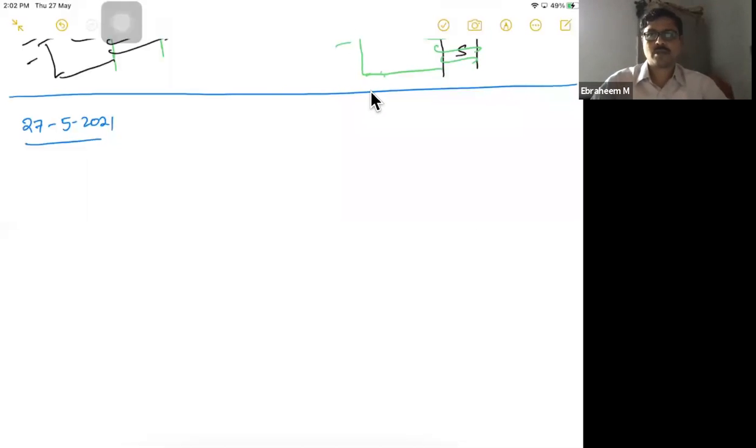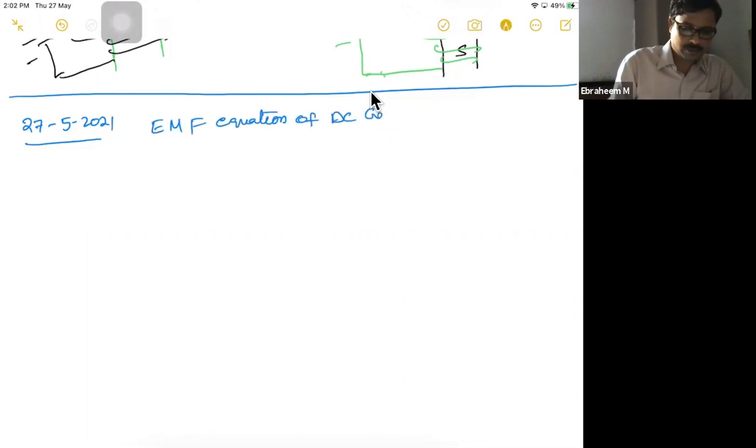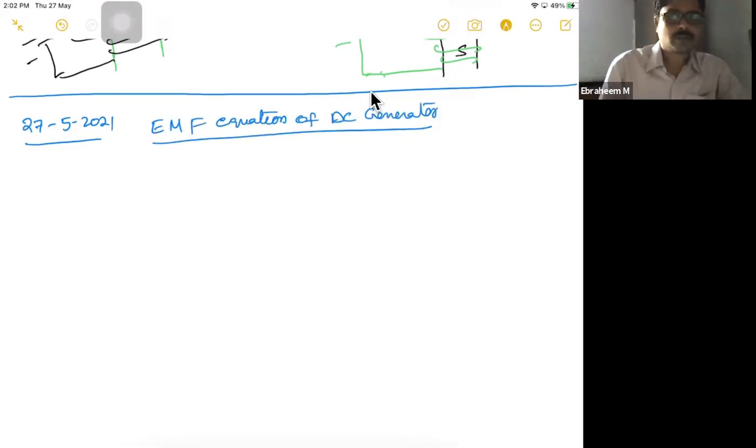Good afternoon, all. Today we will discuss the generated EMF, or EMF equation of a generator, right? Today's topic is the EMF equation of a DC generator.